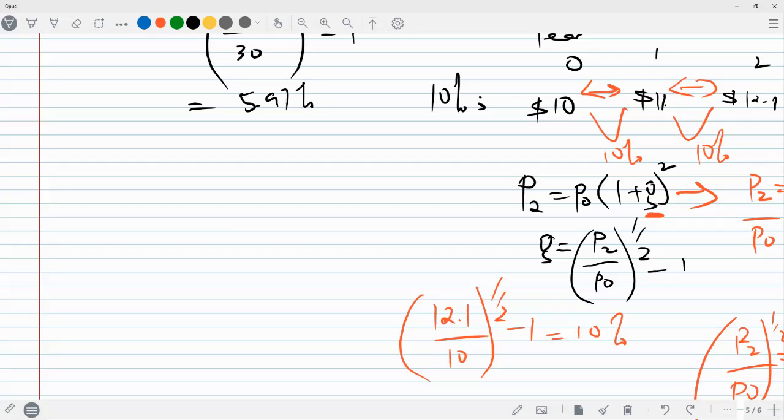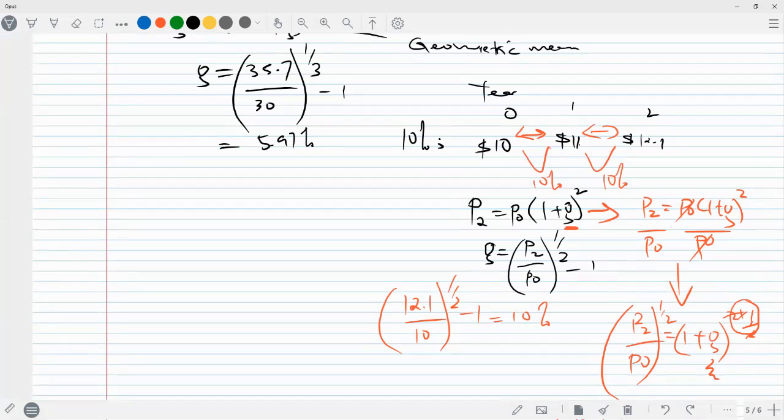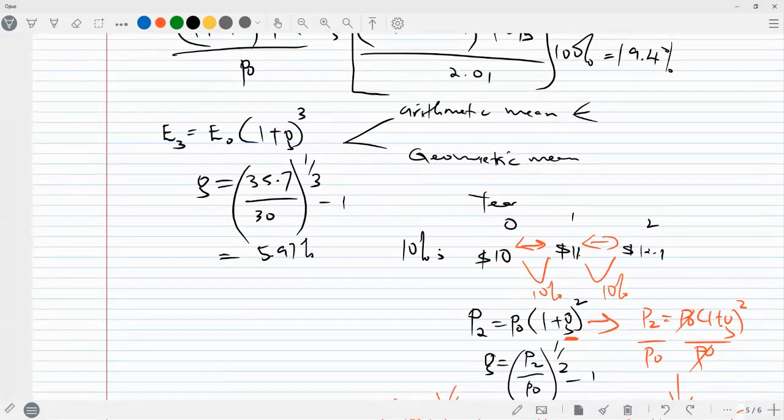Yes, sir. Thank you. Okay, thank you. So that's where the formulas were coming from. It's just that I was using the geometric mean, not the arithmetic mean, to get those mean growth rates.